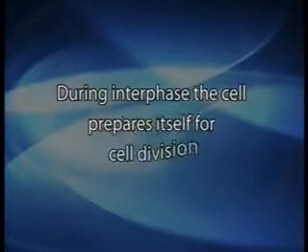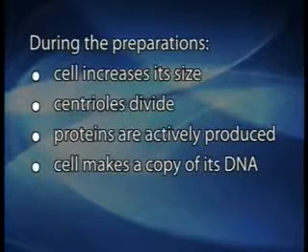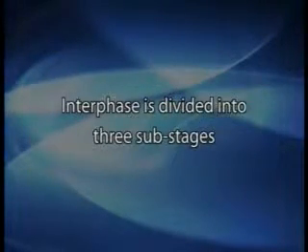Let's analyze the events which take place during interphase. Interphase is a phase of the cell cycle in which the cell spends most of its time and prepares itself for cell division besides performing normal cellular activities. In this preparation, the cell increases its size, centrioles divide, proteins are actually produced, and more importantly, it makes a copy of its DNA. The interphase is divided into three substages.